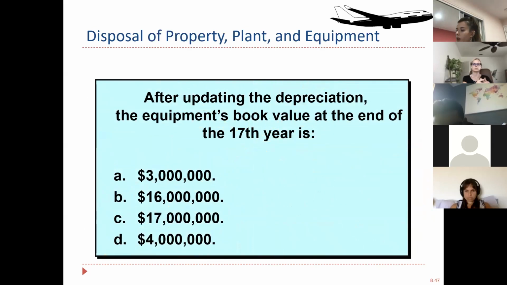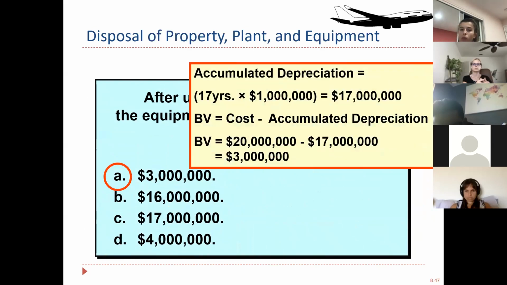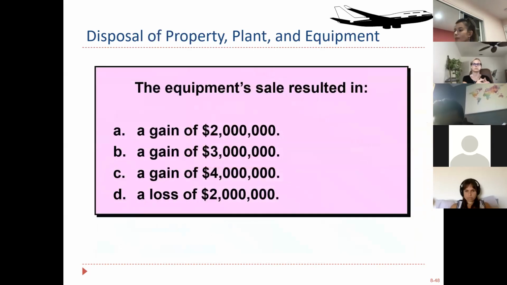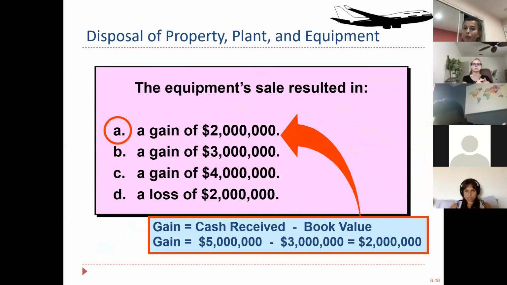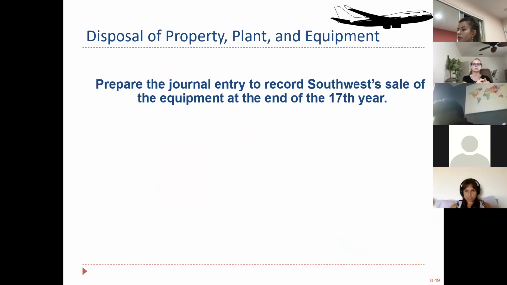So the book value at the end of 17 years would be, if there's a God in heaven, we'll get this one right, $3 million, right? So that's not so tough. We sold it for $5 million. We made a profit of $2 million. Okay? So a note you could be looking at when you're doing your homework is cash minus net book value equals profit or loss. But let's not call it profit or loss. Call it gain or loss. Prepare the journal entry.